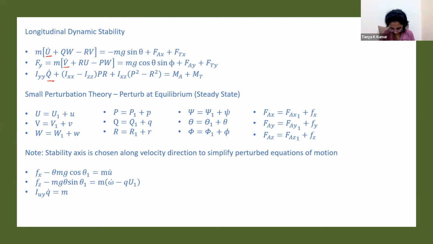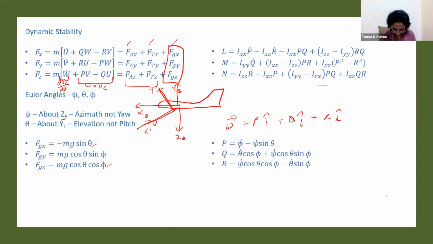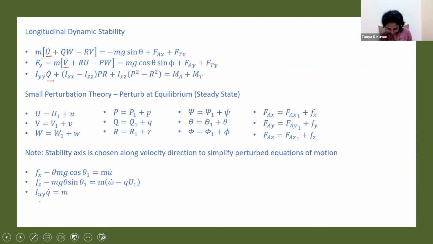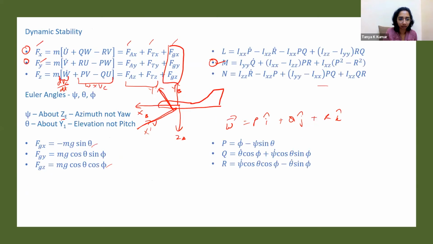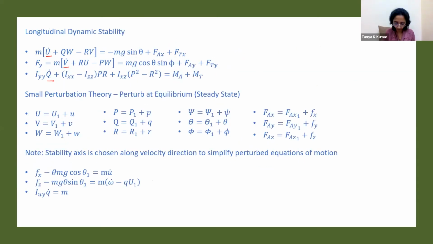So how did we get these equations? From this case. You take Fx, you take Fy, and you take the q dot equation, which is this equation. So these are the three equations that you take to perform longitudinal dynamic stability analysis.